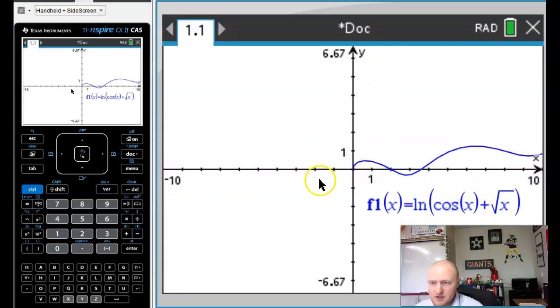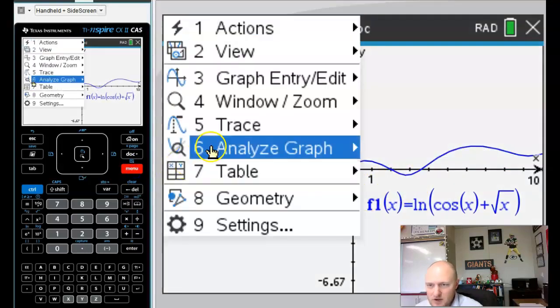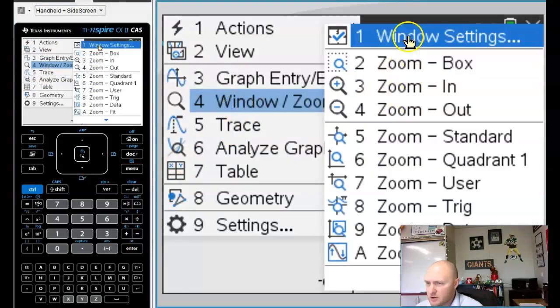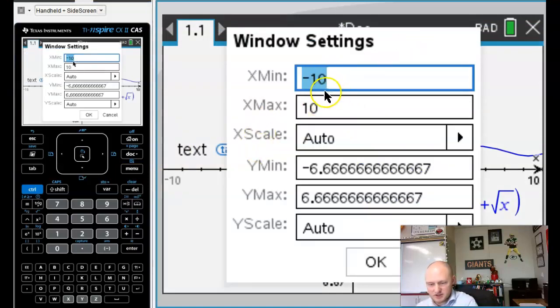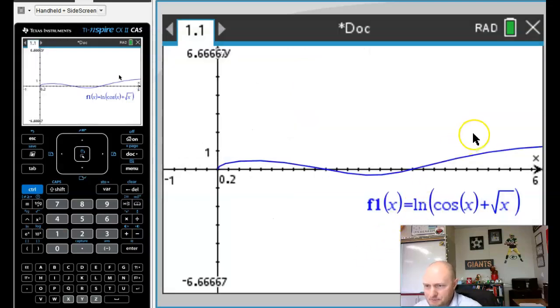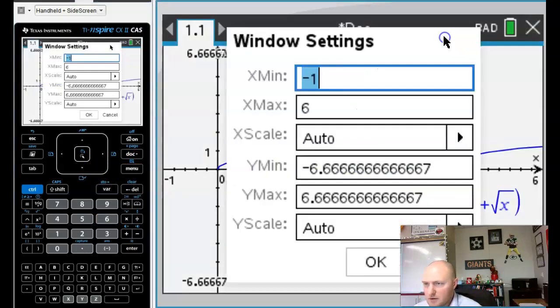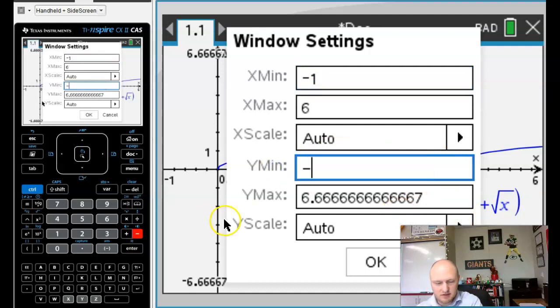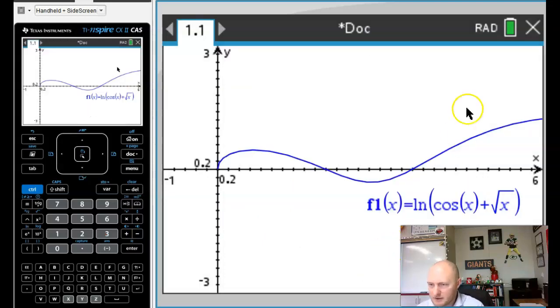Notice it's only defined 0 to 5, so I'm going to adjust my window. I'm going to go menu, window, my settings. Really, I only want to look from, let's say, -1 to 6. And let's get a little bit better on our y-axis here. Maybe let's do -3 to 3. I think that would be fine. Okay, so here is our f prime graph.